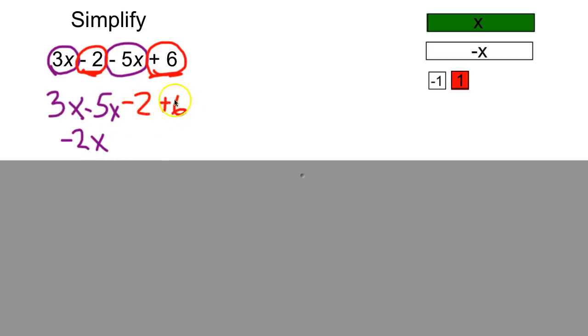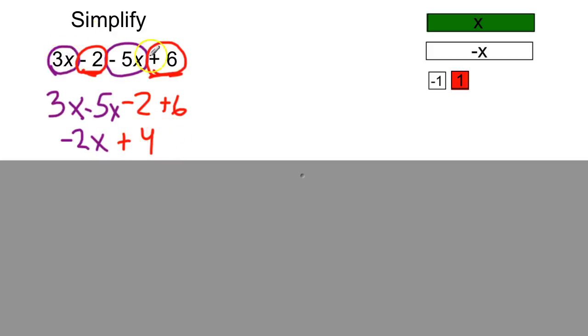Now I'll do the regular numbers that I did in red. So minus 2 plus 6, that equals 4. So minus 2 plus 6 is 4, so I write plus 4. So the simplified version of this expression is minus 2x plus 4.